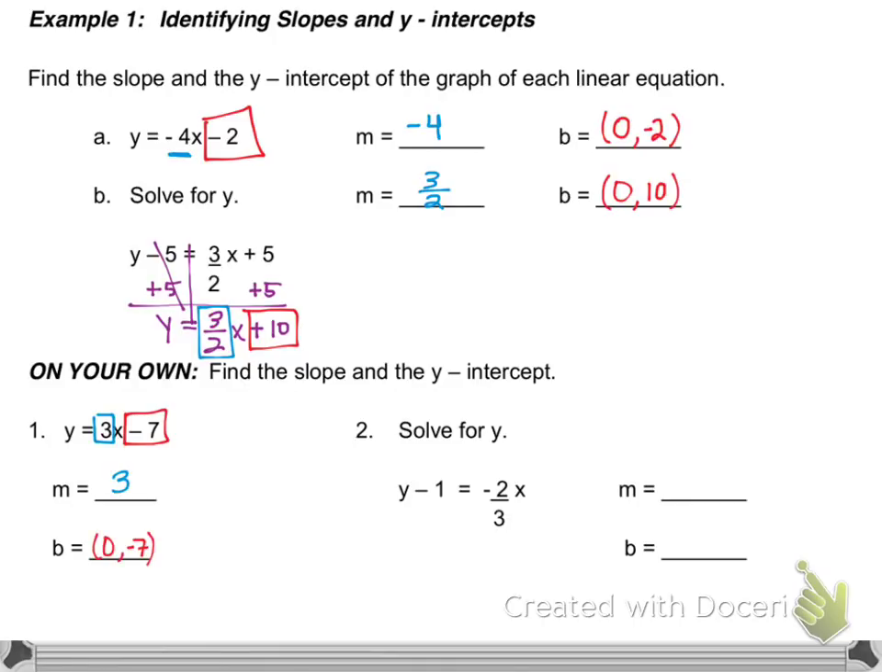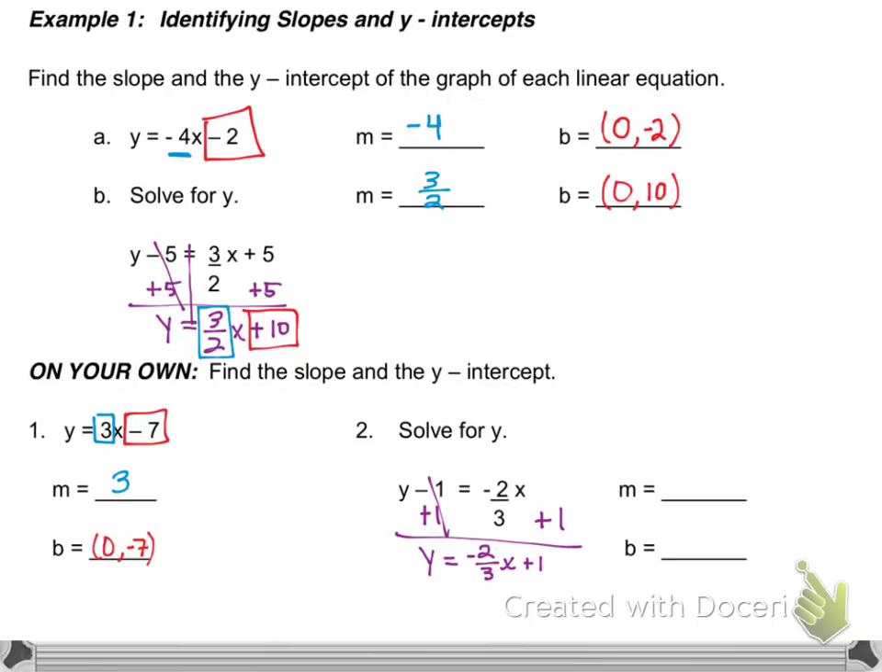Here's my first on your own problem. My slope, again, is the number right in front of the x, so that's 3. And then my y-intercept is 0 comma -7. Okay? Try number 2 again on your own.